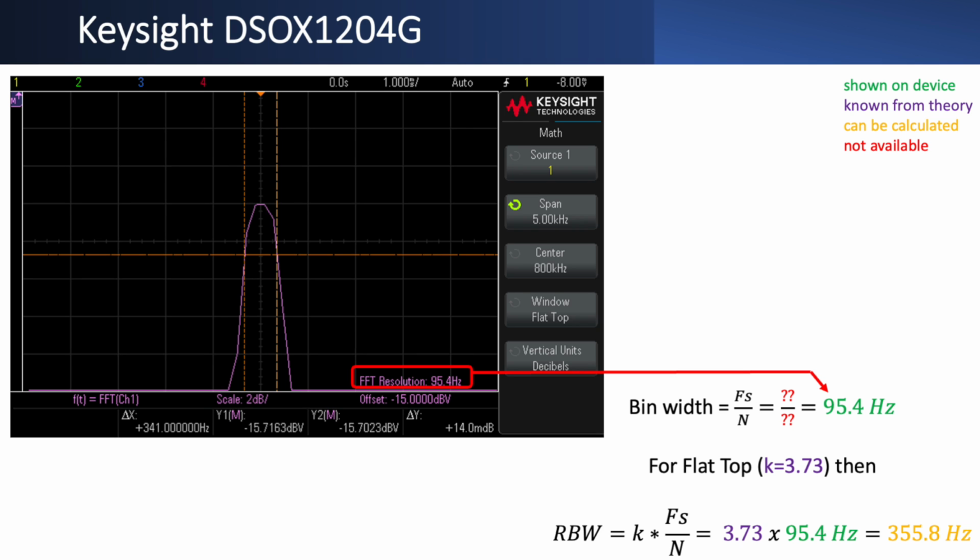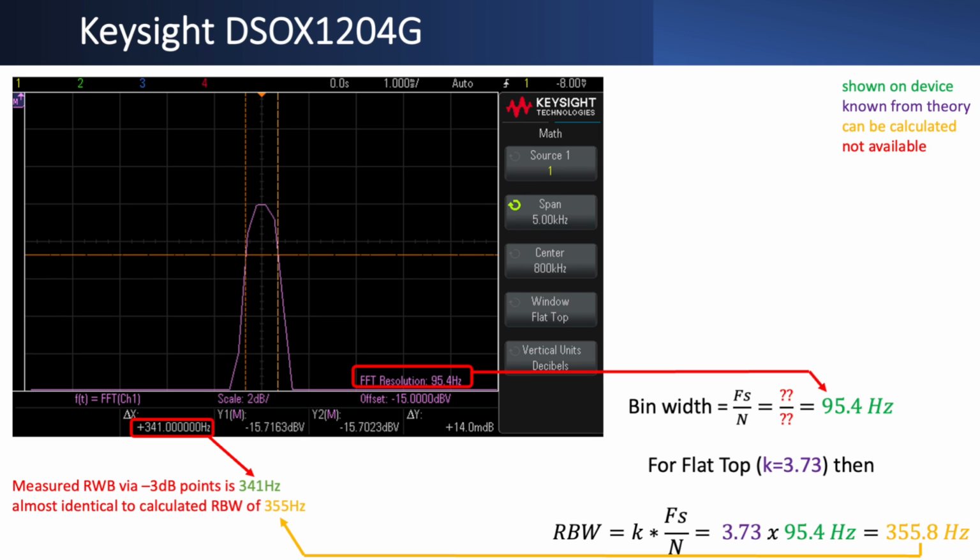So again, I've set the vertical axis. The vertical axis is now at 2 dB per division, so 1.5 divisions is going to be 3 dB. I'm going to identify the 3 dB points of my wave. I'm going to use my cursors to measure the difference in frequency between these two 3 dB points, and my cursor basically measures 341 Hertz. Well, the calculated value was 355, so I think that's perfectly fine. So the Keysight is also, I think, predictable in a sense in what it's doing here.